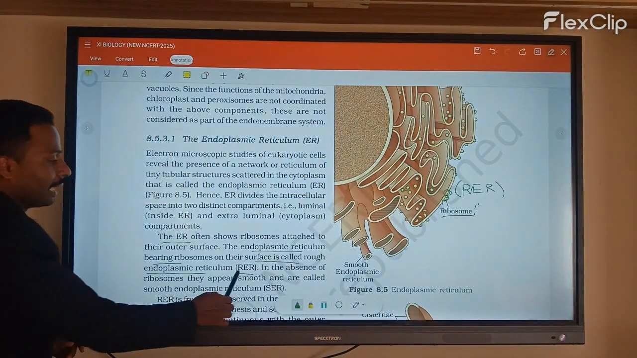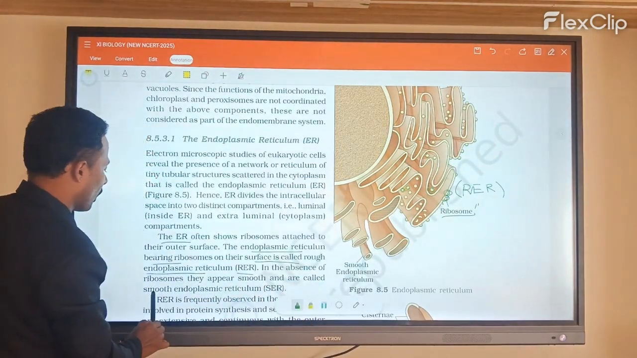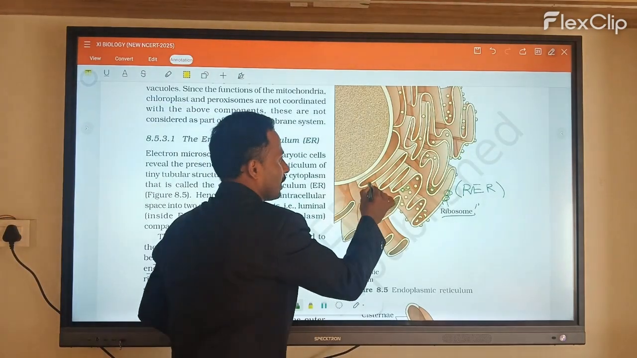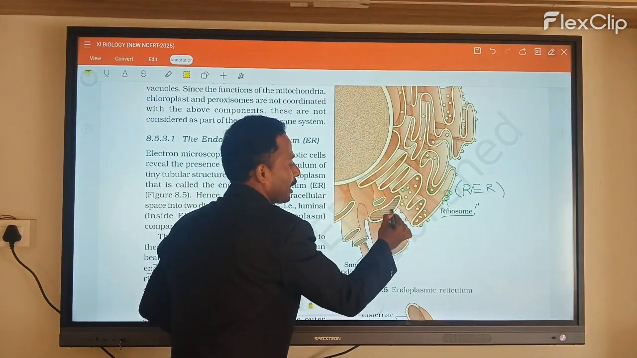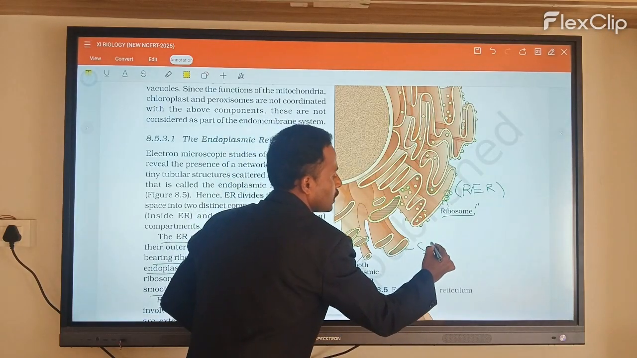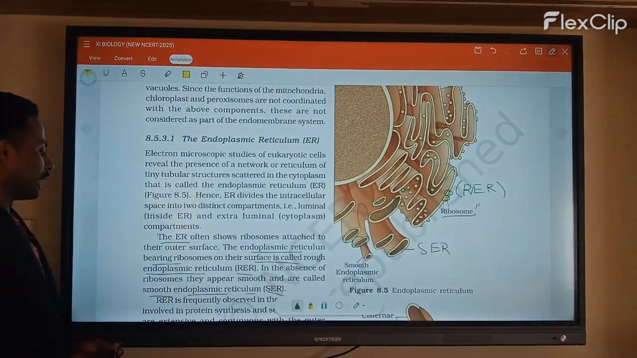Now, in the absence of ribosomes, it appears smooth and is called the smooth endoplasmic reticulum, SER. Here the granules are absent, the ribosomes are absent. This structure is called the smooth endoplasmic reticulum.